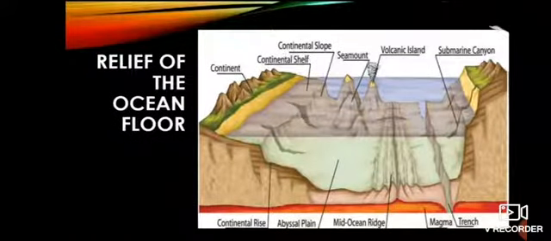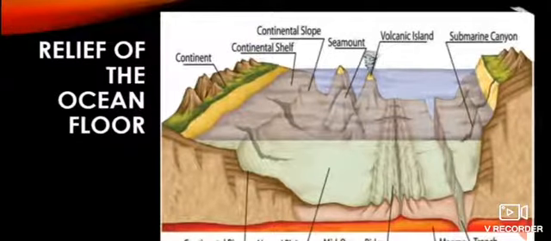Relief of the ocean floor. The ocean basins are characterized by the following major relief features: continental shelf, continental slope, continental rise, deep sea plain or abyssal plain, oceanic deep, oceanic ridge. Continental shelf.